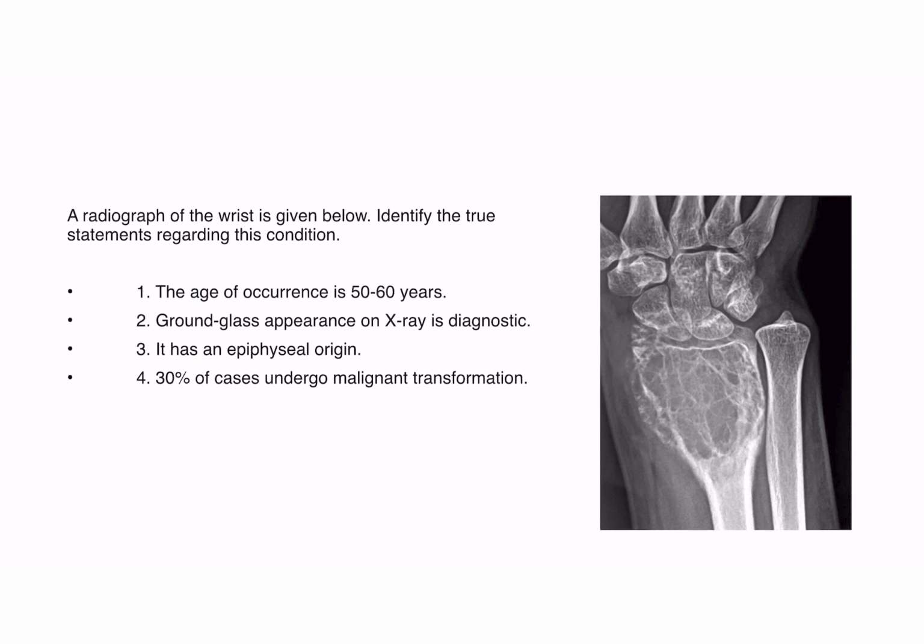Now let's read about an epiphyseal tumor. So this question, I would say osteoclastoma is something like a hall ticket for an examination. For any central board examination in orthopedics, they would always ask about bone tumors and especially osteoclastoma. So this question is about osteoclastoma. The radiograph of the wrist is given below. Identify the true statement regarding this condition. True statement, of course, it's an epiphyseal tumor. Okay, so that's the true statement.